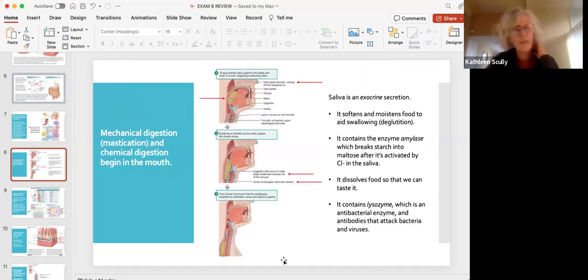So in order to get food from the mouth to the stomach, you need to swallow. So I'd like for you to know the major important things that have to happen in order for the swallowing reflex to go correctly.